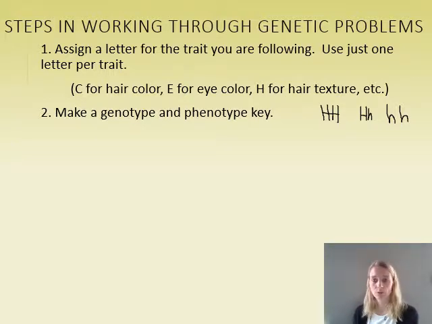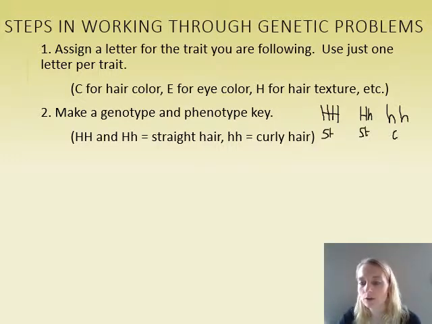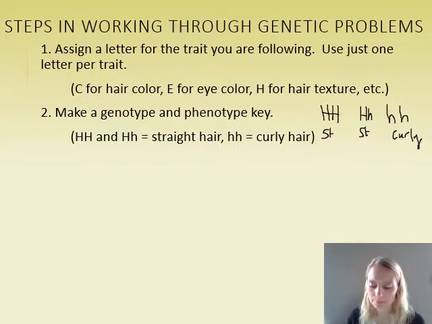Your phenotype key would be like, I think I have it printed here. So big H, homozygous dominant, and big H little h, heterozygous, that's going to be straight hair. That lets you know that straight hair is the dominant phenotype. And then little h, or homozygous recessive, that's going to be your curly hair. So you could say this is going to be straight, this is going to be straight, and this is going to be curly. That's your key. Whenever you work through your problems, you're always going to go back and say, what do I have? What's my genotype? What's my phenotype? And so you can keep track of that.